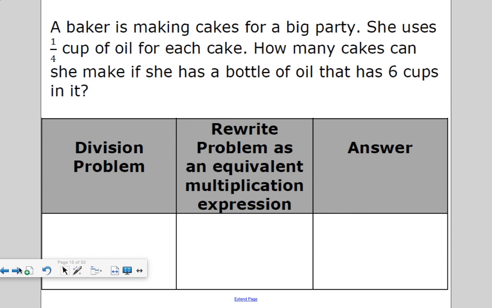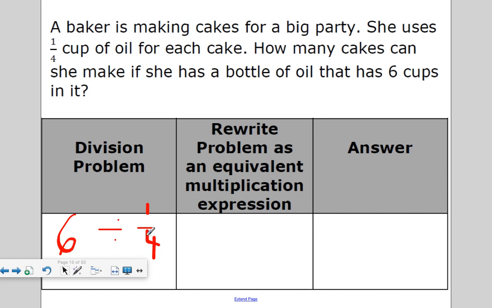A baker is making cakes for a big party. She uses 1/4 cup of oil for each cake. So each cake takes 1/4, 1/4, 1/4. How many cakes can she make if she has a bottle of oil that has 6 cups in it? So she started with 6 cups. She's dividing it into fourths.